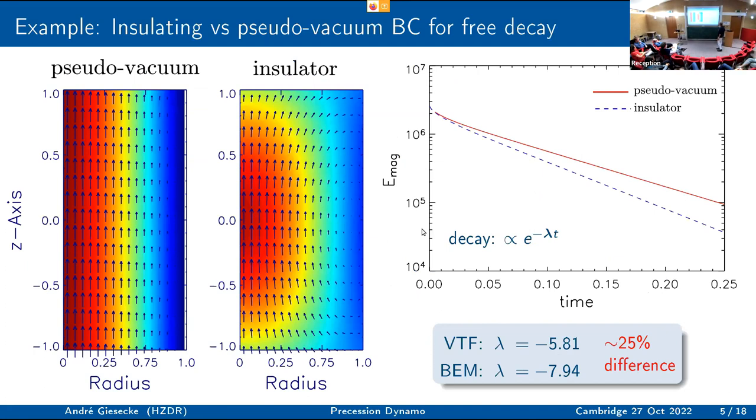So this gives you an example to compare the pseudo vacuum boundary conditions with these insulating boundary conditions by just considering the free decay of a magnetic field in the cylinder. For pseudo vacuum, we soon end up with a pure axial field, whereas for more realistic insulating boundary conditions, you have a real dipolar pattern, because then the horizontal magnetic field on the boundary is not enforced to be zero. If you look at the decay rates, you see some considerable difference. Depending on the direction from which you count, it's about 25% that with insulating boundary conditions the field decays a little bit faster.